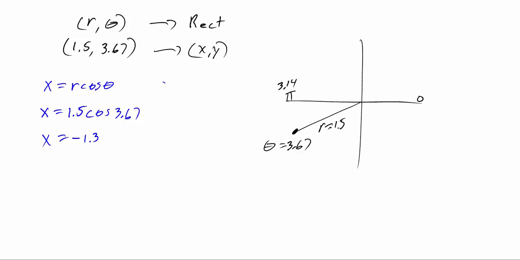And if we do the same thing for the y, in this case it would be r sine of theta. So y equals 1.5 the sine of 3.67.